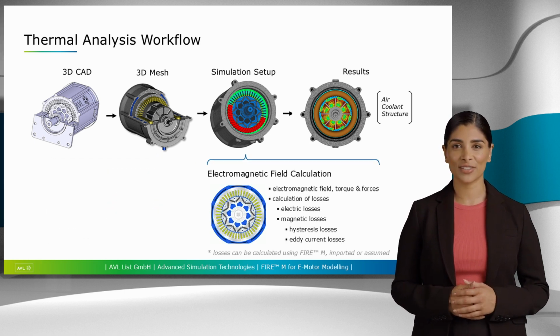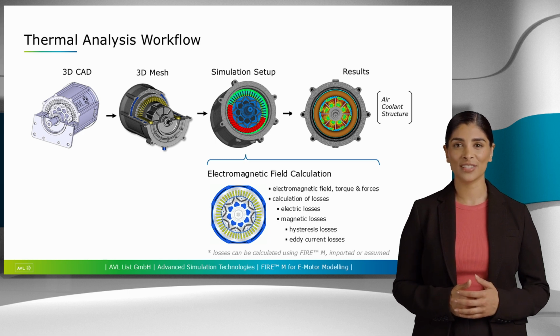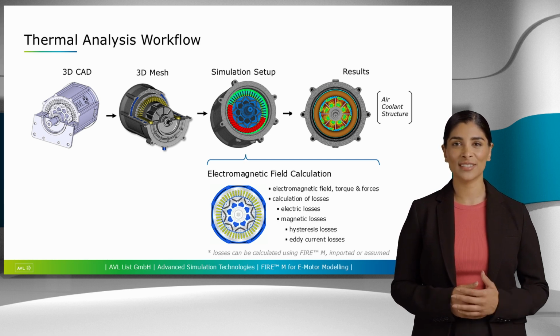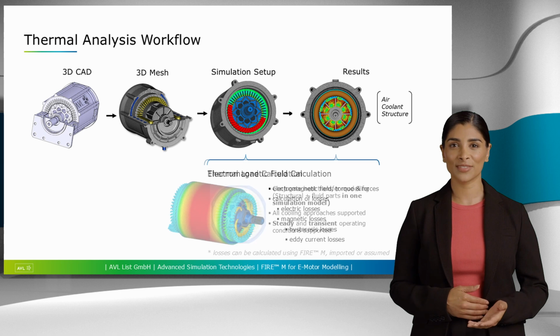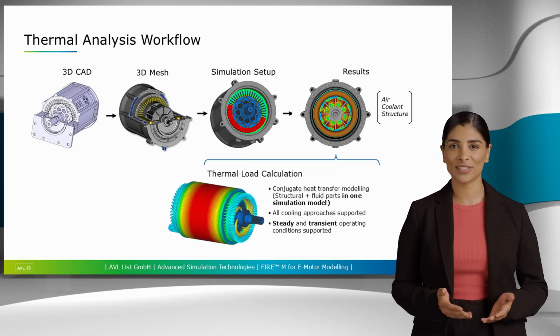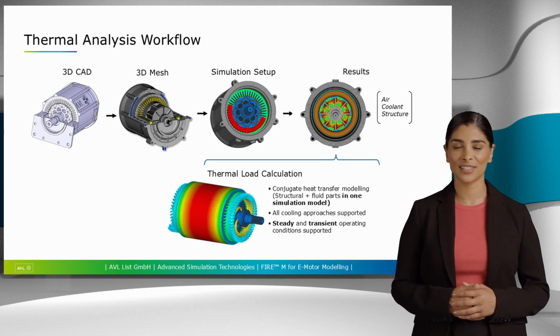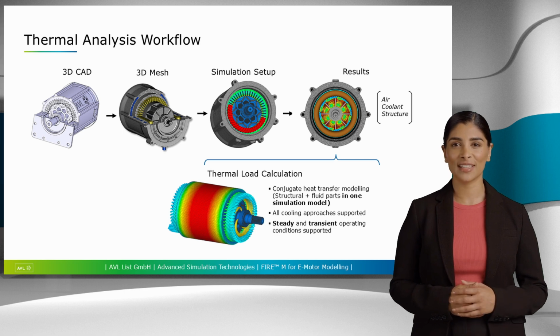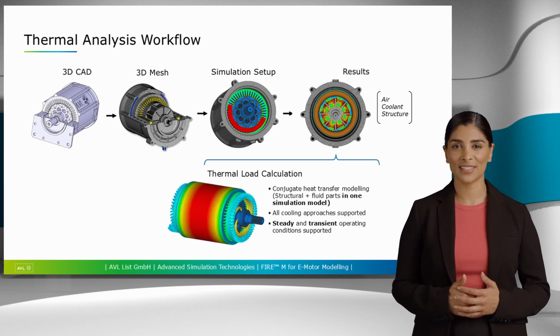It also allows calculating, or if already known, importing electromagnetic losses, including electric, magnetic, hysteresis, and eddy current losses. These are key inputs for the thermal analysis of e-motors and ensure a precise heat source mapping. Conjugate heat transfer modeling combines fluid and solid domains in one simulation. Modeling of all cooling approaches is supported. Also, both steady-state and transient conditions can be analyzed. This provides results of highest accuracy for all e-motor cooling variants.